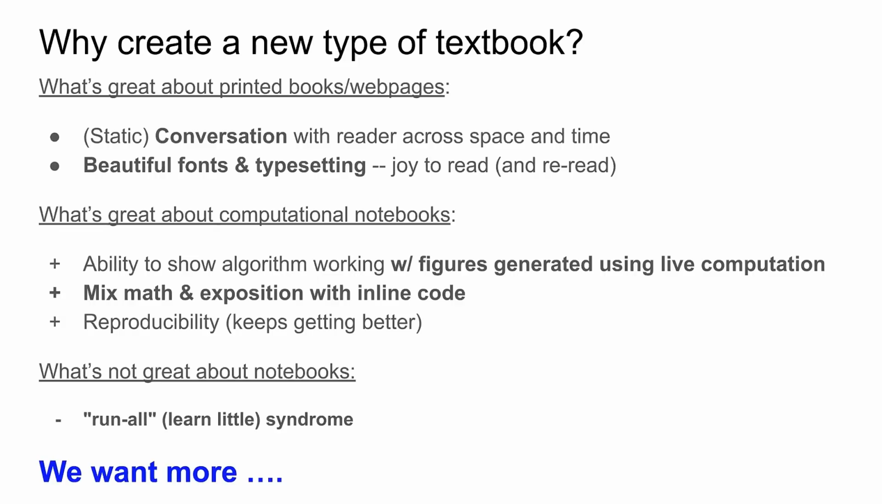What's great about computational notebooks, for example, like Jupyter or Mathematica, is the ability to show the algorithm working with figures that are generated when the algorithm is running live. It's nice in these computational notebooks to be able to mix math and exposition and have inline code. This is something that printed books and web pages can't do. The reproducibility component in computational notebooks gets tricky sometimes, but it keeps getting better.